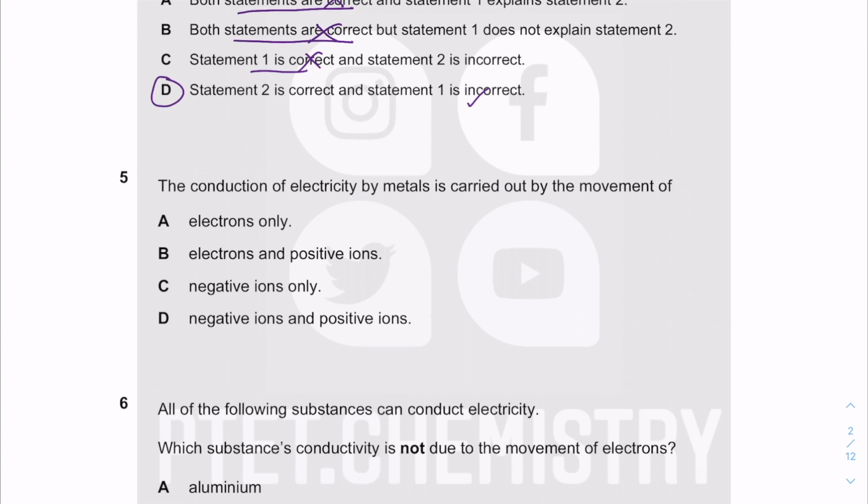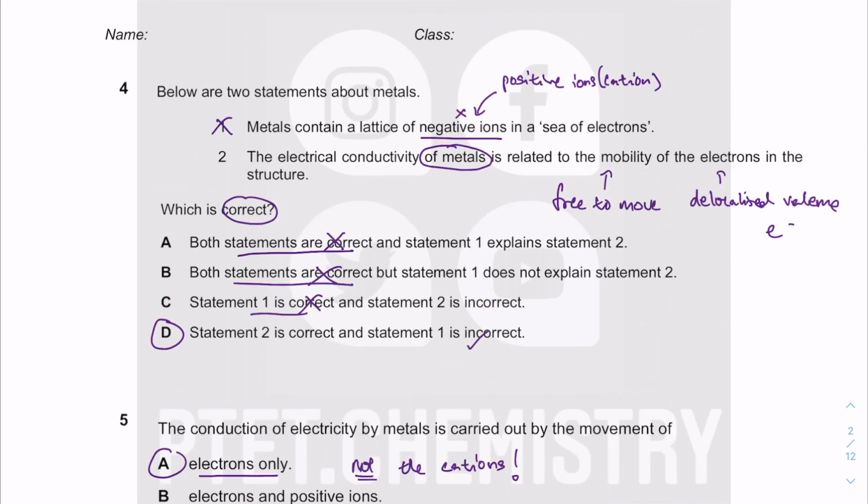Number 5, just reinforcing what I said a moment ago. Conduction of electricity by metals is due to the movement of electrons only, not the cations, because the cations stay at the same place. They are not replaced by any cations. The electrons, however, move towards the positive terminal. They'll be replaced by new electrons as the current flows through the circuit. And you do not have negative ions, because just like the previous question 4, you have positive ions in a sea of delocalized valence electrons.